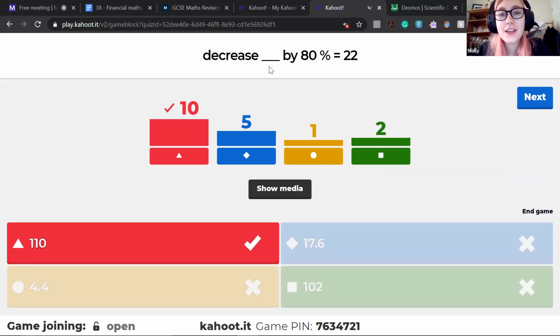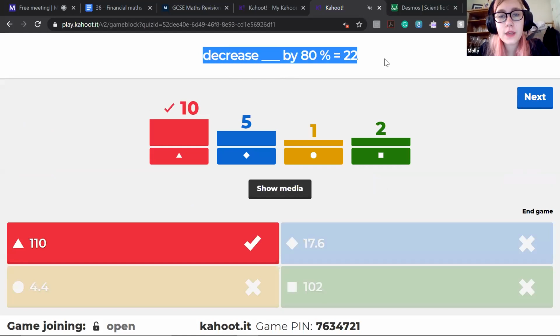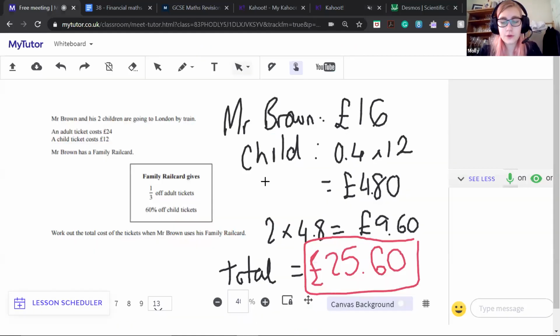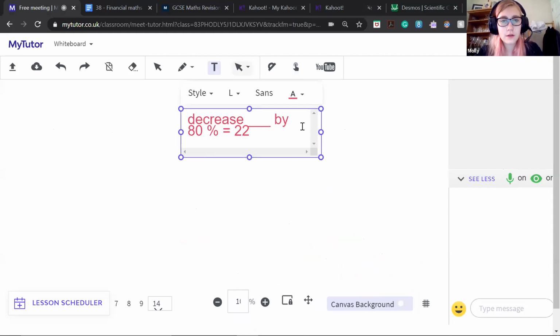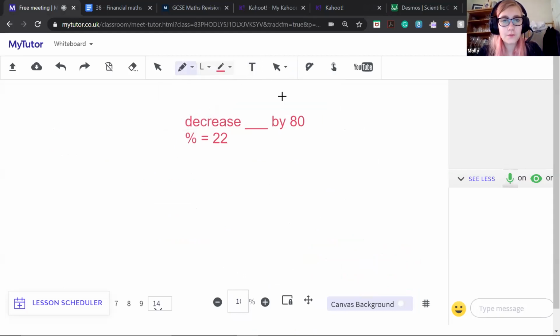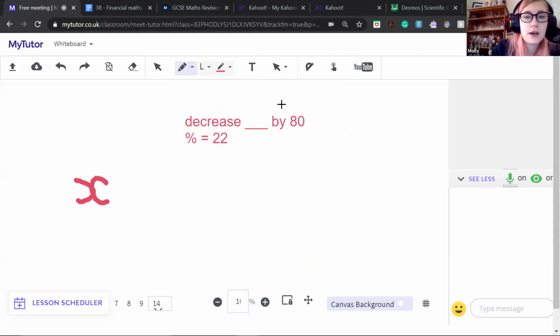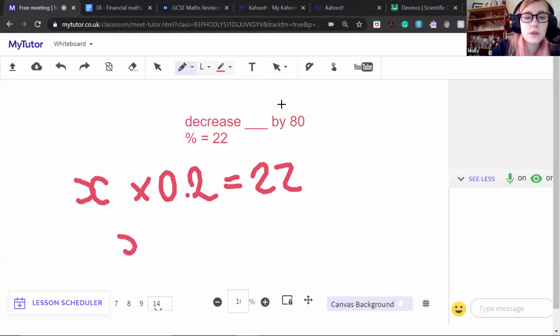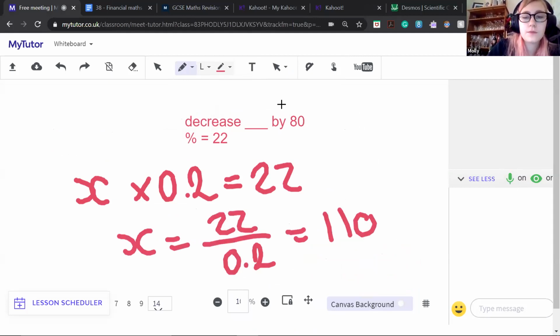Brilliant, well done guys. So here we would say, and I'll do this one quite quickly, we call it X. It gets decreased by 80% and it gives us 22. So we do 22 divided by 0.2. So well done to those who got that one.